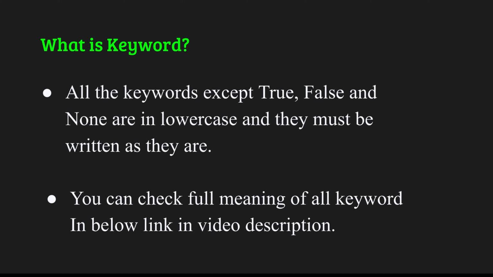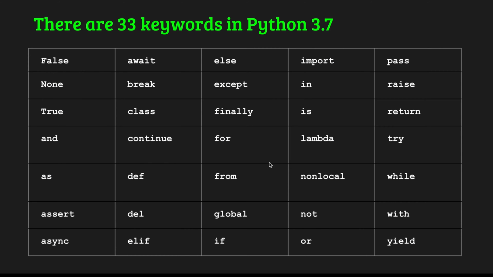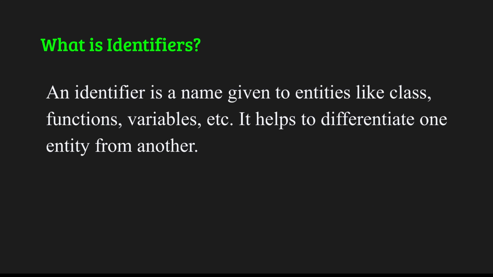You can check the meaning of all the keywords in the link below in the video description. For example, for, await, import, and pass: what do they mean and how are they used in a program? Okay, let's go ahead to identifier.